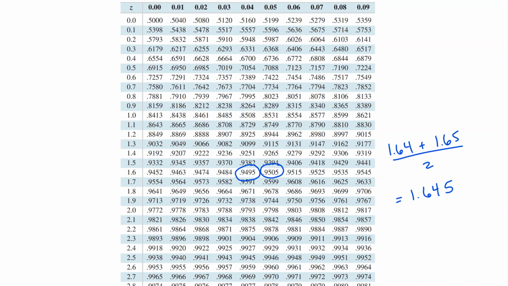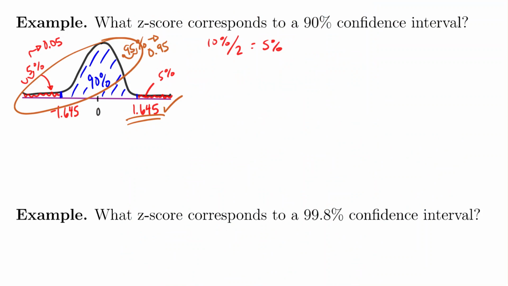And just to clarify, why are we averaging it? It's because both of these are the same distance apart. I can't pick a closer value. So in the case that you find two z-scores equidistant from the point you're interested in, you just average them to get the exact value you're looking for. So we have verified that the z-scores that correspond to a 90% confidence interval are the negative z-score, negative 1.645, up to the positive z-score of 1.645.